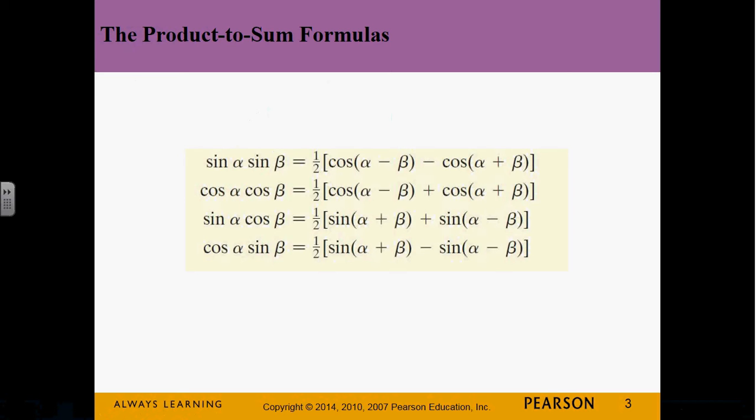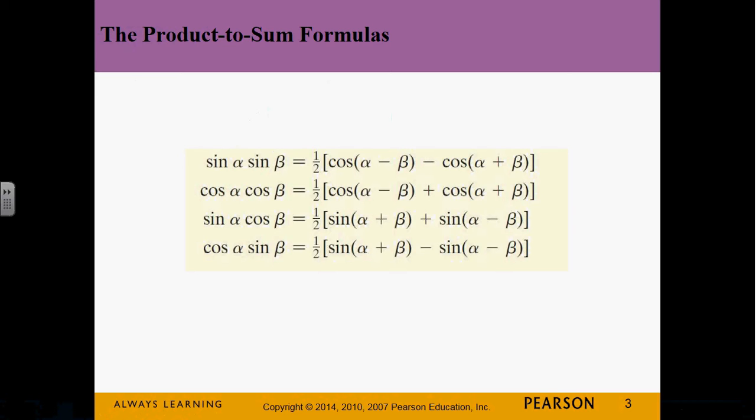Sine alpha cosine beta will give us sine and sine. Cosine sine gives us sine and sine. Notice that the difference here is the alpha plus beta is first, the alpha minus beta is second, and when sine comes first, it's addition, and when cosine comes first, it's being subtracted.